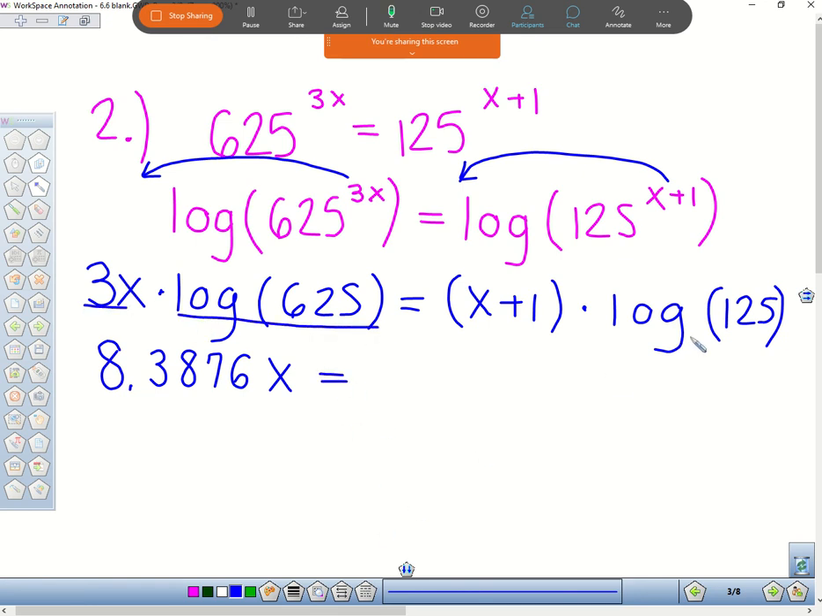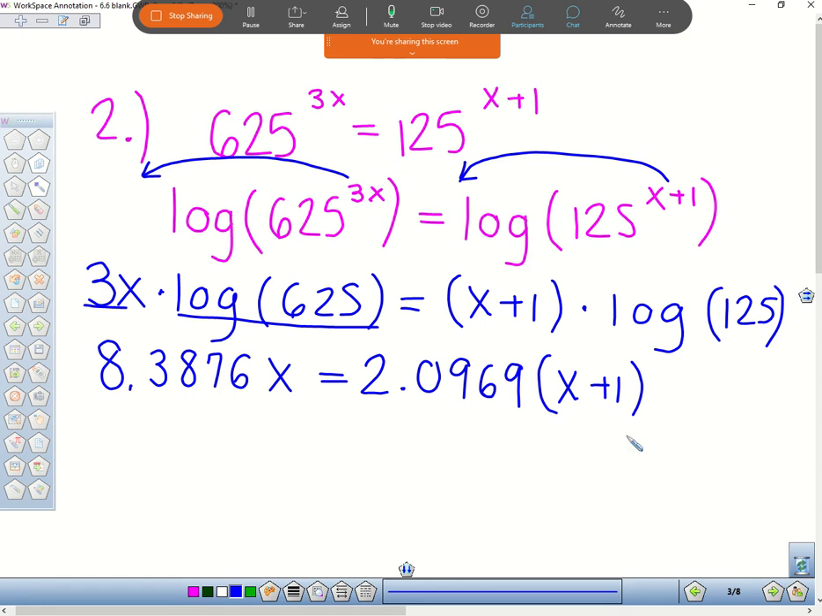So I just multiplied this and this together in the calculator. Now over here, I can take log of 125 and multiply it by this. So that's going to be log of 125, that's 2.0969 times x plus 1. So that's what I have so far.